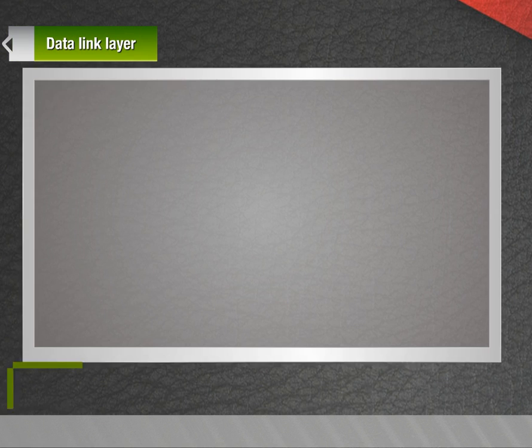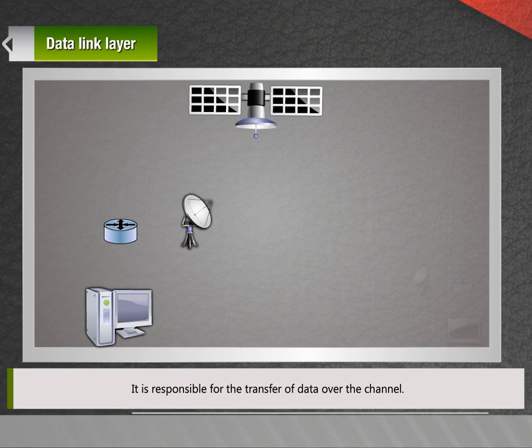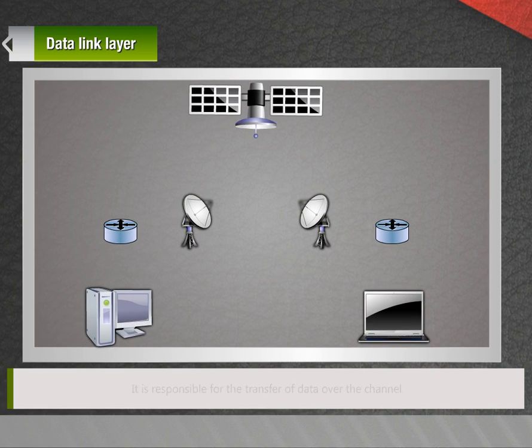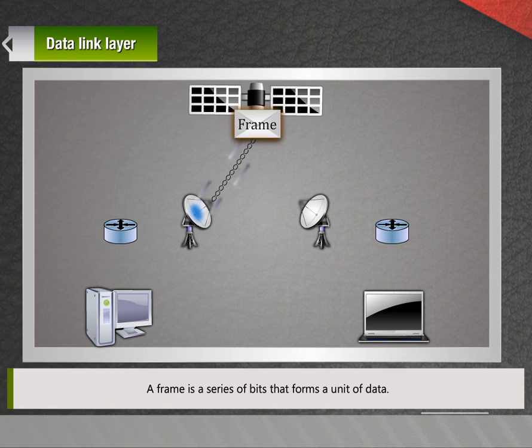Data link layer. It is responsible for the transfer of data over the channel. It groups zeros and ones into frames. A frame is a series of bits that forms a unit of data.